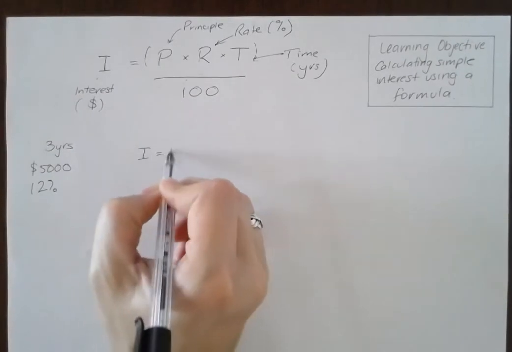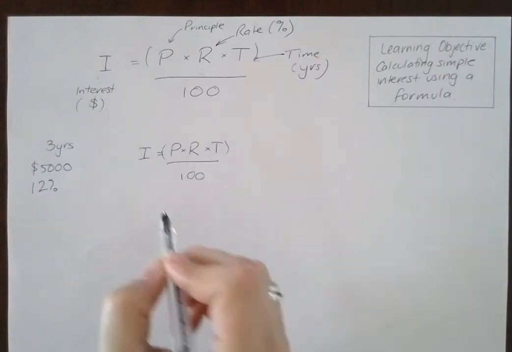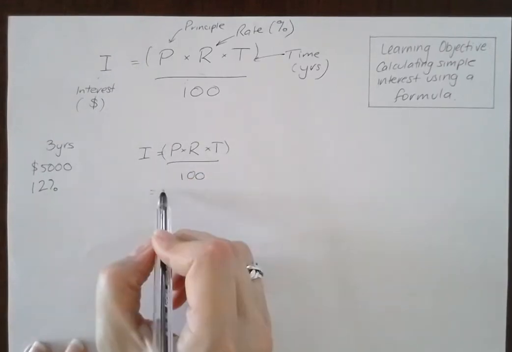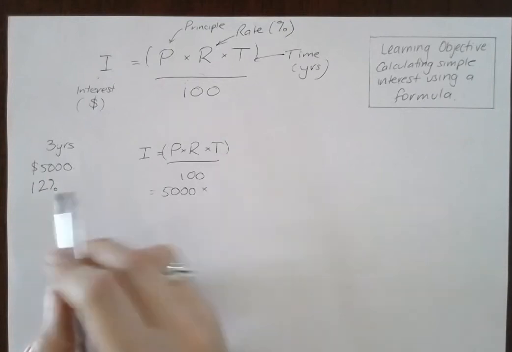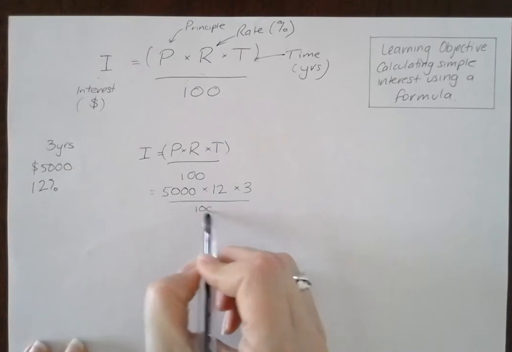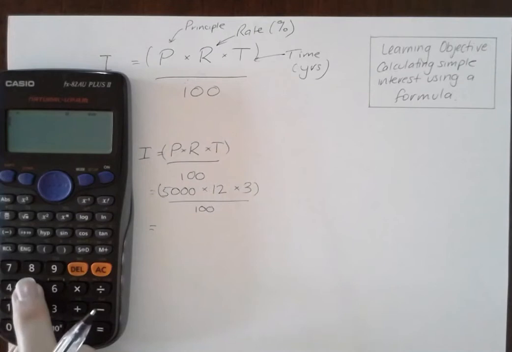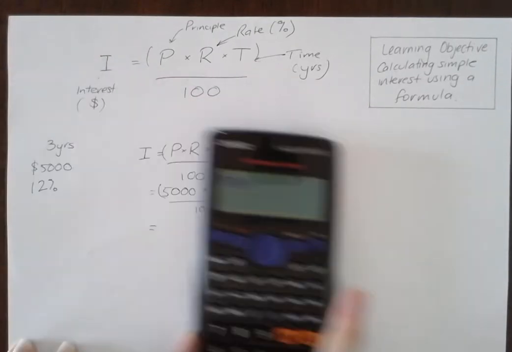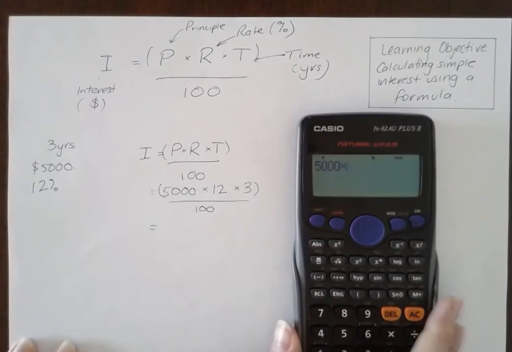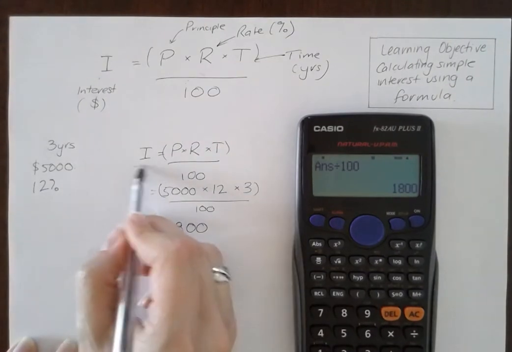We can say interest equals P times R times T, all of that divided by 100. So I put my brackets in here. Our principal is how much we borrowed, so $5,000 multiplied by our rate of 12, multiplied by how many years, which was 3, and all of that will go over 100. On the calculator, 5,000 multiplied by 12 multiplied by 3, divided by 100 gives us 1,800. So this is just the interest on our loan.